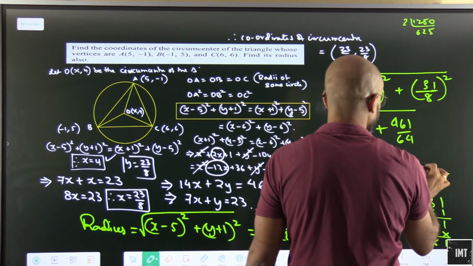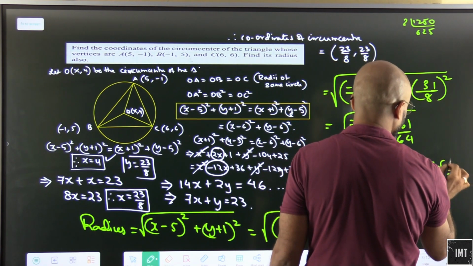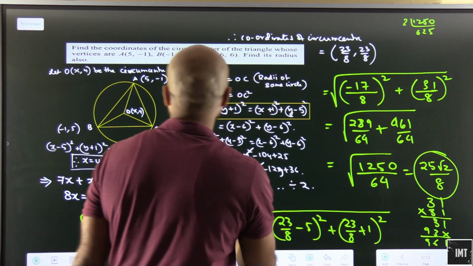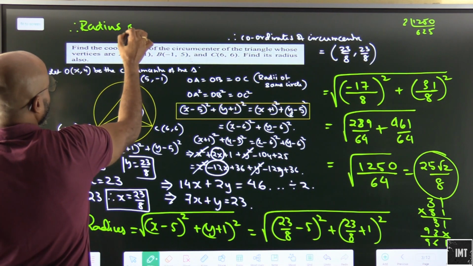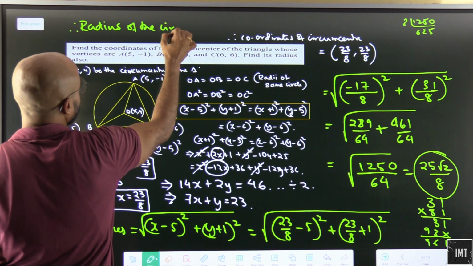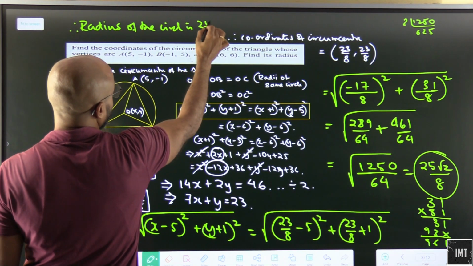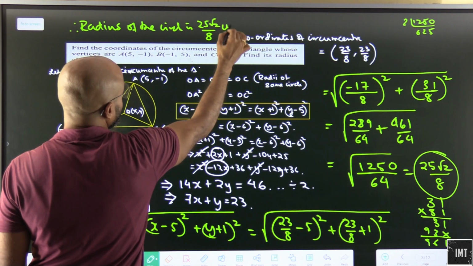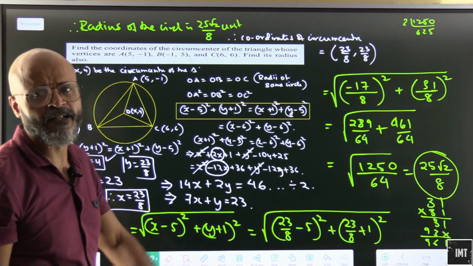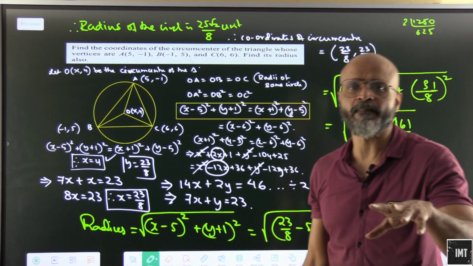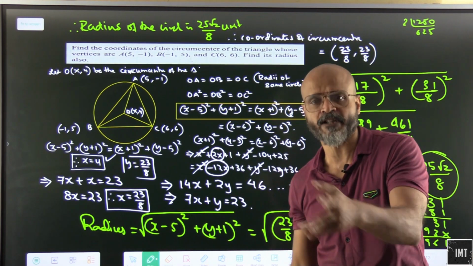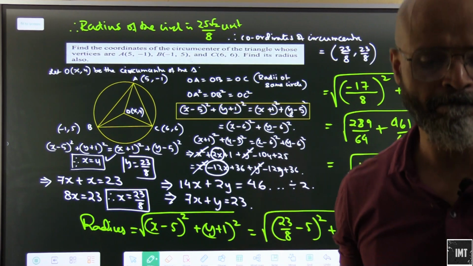Okay, so this will be 625, that will be 25 under root 2. This will be the radius. So radius of the circle is 25 under root 2 by 8 units. Okay, pretty self-explanatory and easy problems out here, but these easy problems are basically forming your core concepts for the difficult ones. So pay attention here.